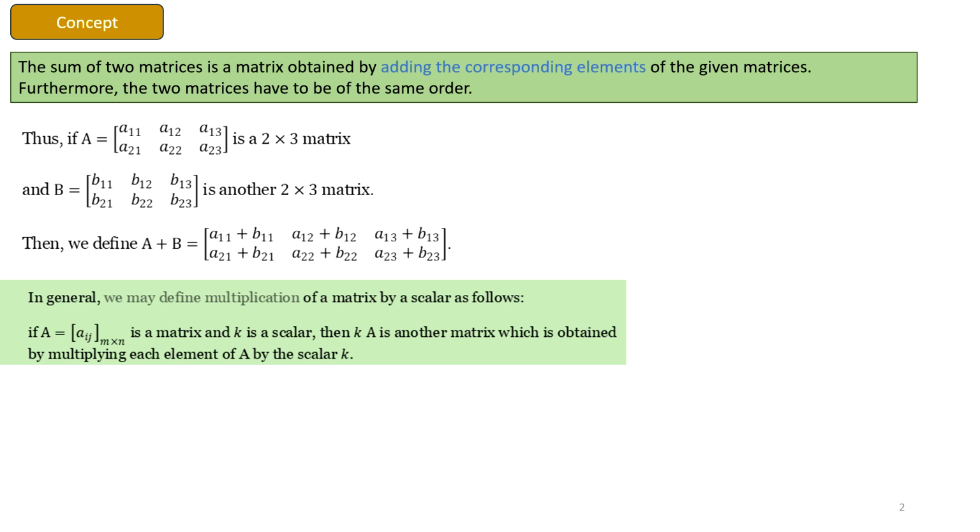Multiplication of matrices. We can define multiplication of a matrix by a scalar as follows. If capital A is a matrix of order m by n, and small aij is any representative element of the matrix capital A, then kA is another matrix, which is obtained by multiplying each element of A by the scalar k. An example of matrix multiplication is provided in the slide.